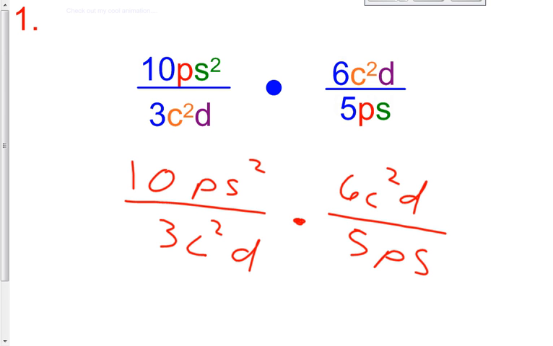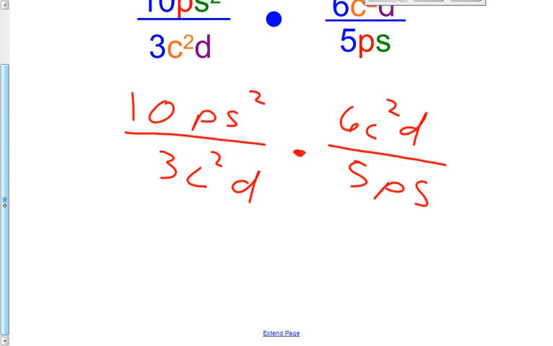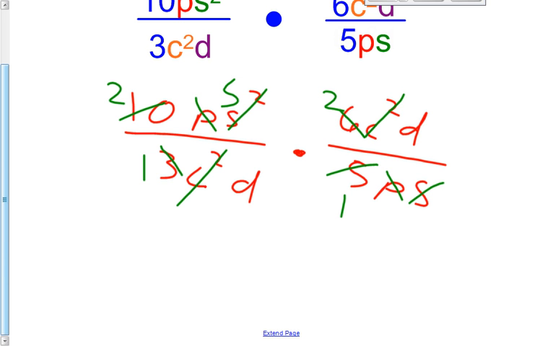Now once you have that set up, you can just cross reduce until you can't do that anymore, and then you simply multiply straight across. So we have 10/5 reduces to 2 over 1. 6/3 again reduces to 2 over 1. Now let's do some of our letters. P on the top left, P on the bottom right, those reduce. S squared divided by S makes S to the first in the numerator. C squared divided by C squared, those cancel completely, and the same thing with D divided by D.